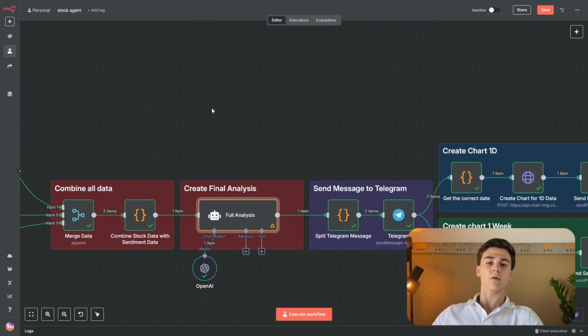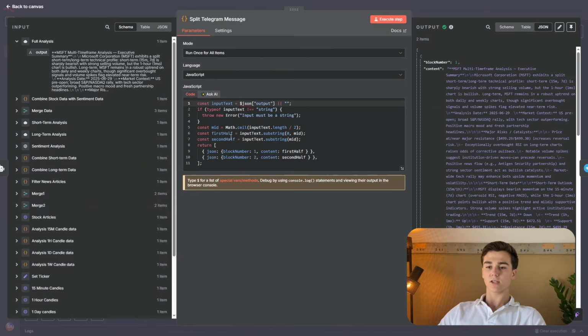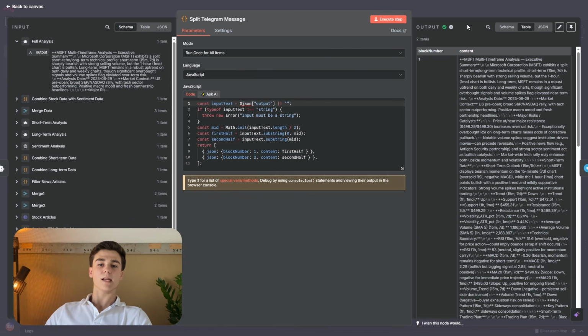But because the output of the full analysis is pretty big and has a lot of characters, we have to split the message in two, because Telegram has a character limit per message sent, and that's why we're going to create this code node. So in the script, we will enter this code. Here we will have input text.length divided by 2, but you can also do it, for example, divided by 3. And if you set up everything correctly, then you'll get this output.